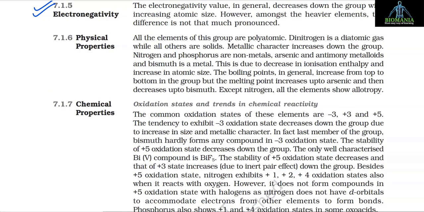7.1.5 Electronegativity. The electronegativity value in general decreases down the group with the increasing atomic size. However, amongst the heavier elements, the difference is not that much pronounced.